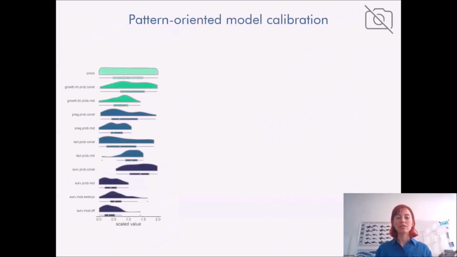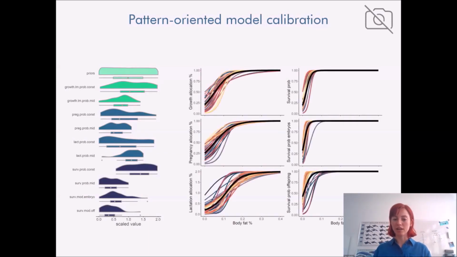And what we ended up with is some narrowing of quite a few of the different input parameters. And then we could take that to form these allocation curves, and we took the 30 best and implemented those directly into the model.